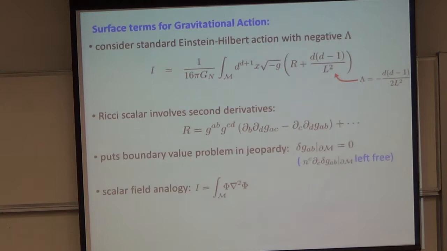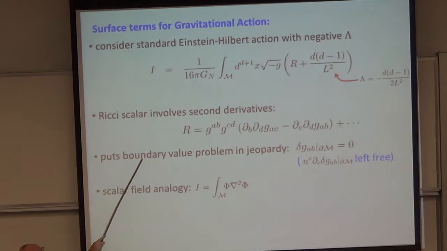which puts the boundary value problem in jeopardy, because we'd like to have a boundary value problem where we're fixing the metric, but we're not putting any constraints on, say, derivatives of the metric away from our initial surface or our boundary surface. Of course, there's a simple solution, and that's illustrated with a simple analogy. I could write the action for a scalar field, just a free massless scalar field like this, phi box phi. That has exactly this problem here.